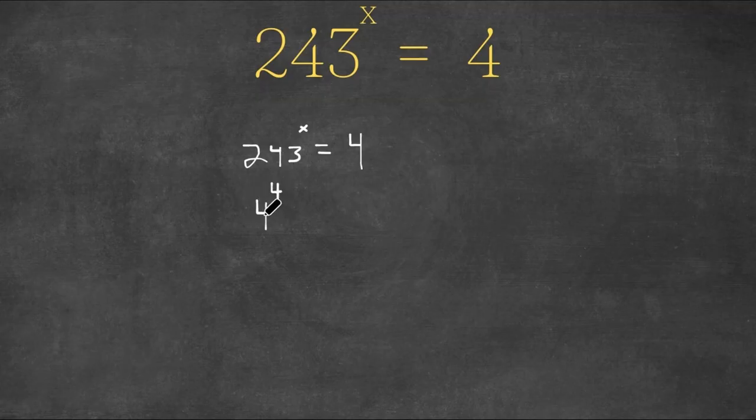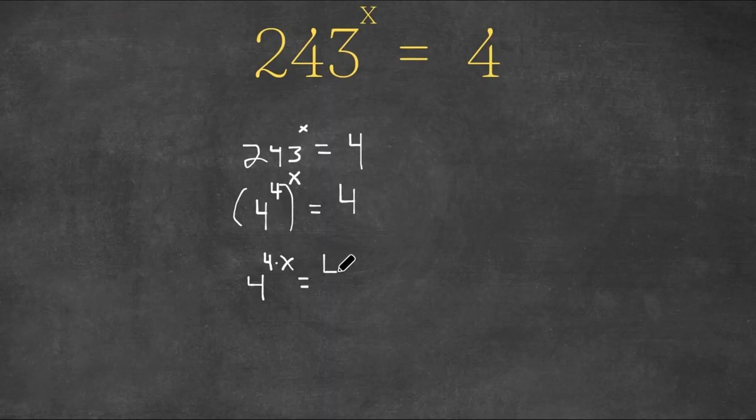And now that our base is the same as this one, this is actually 4 to the power of 4 to the power of x, and this is equal to 4. And now 4 to the power of 4 to the power of x is the same thing as 4 to the power of 4 times x, and this is equal to 4. Now, 4 to the power of 4x equals 4, right? Well, 4 is the same thing as 4 to the power of 1.